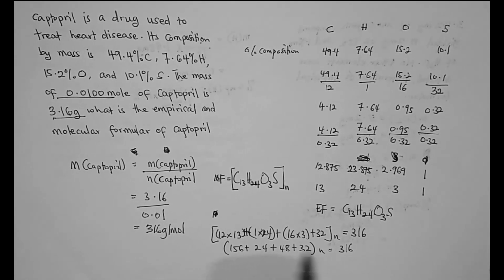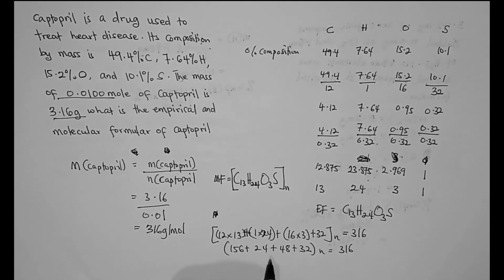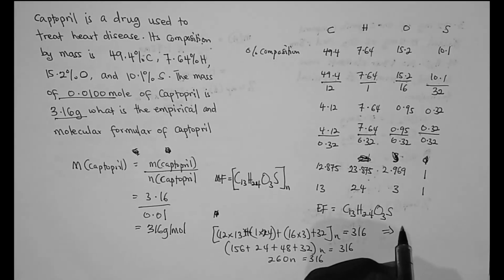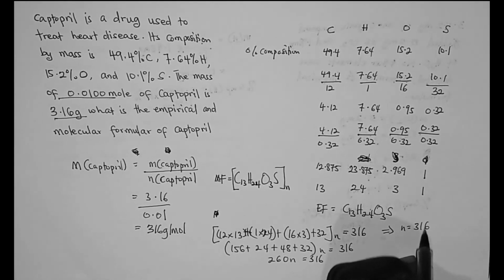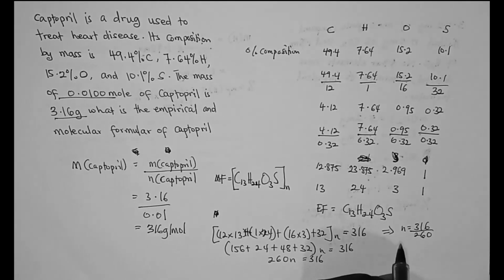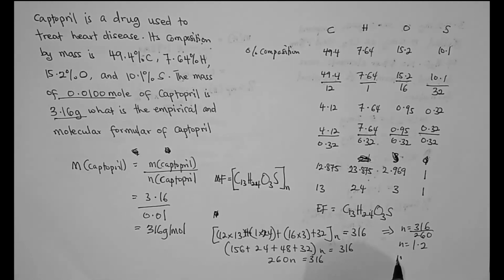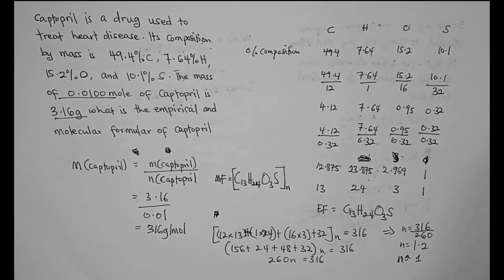So if you sum all of this, you will get 260. So n times 260 equals 316, which implies that n is equal to 316 divided by 260. So since n is equal to 1.2, we can round it to the nearest whole number, so that n is equal to 1.